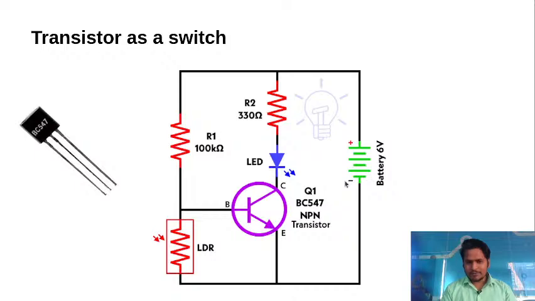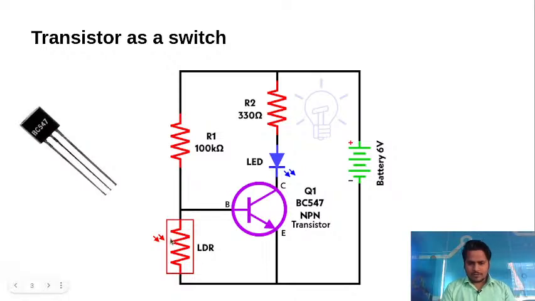Where the emitter is going, this is a symbol of battery, this is a symbol of transistor, and this is a symbol of LDR, which is a light sensor. And this is a symbol of resistor, this is also a symbol of resistor. So in this circuit there are two kinds of resistor: 100 kilo ohm, which is a very high resistance value, and 330 ohm, which is for the LED, so that the LED will not get fused.